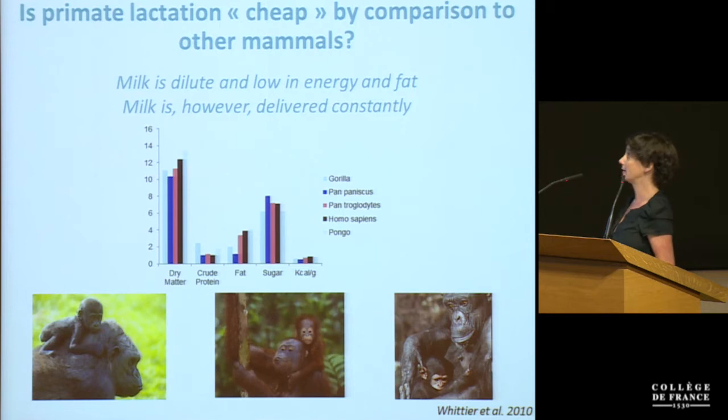So is primate lactation cheap by comparison to other mammals? We know that milk is dilute and also low in energy and fat, as you can see in these figures for different great apes and also humans. But milk is, however, delivered constantly. Then, as we suggested before, even if the energetic cost could be moderate, the time cost could be quite high and also variable between species and also between individuals.